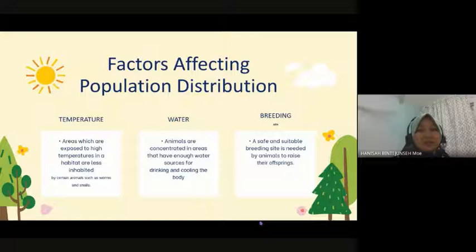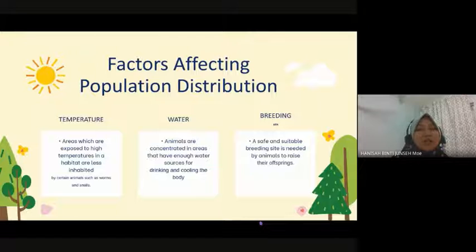So, water. Animals are concentrated in areas that have enough water sources, a source for drinking and cooling the body, of course. So water is also essential for animals, for drinking and cooling the body.